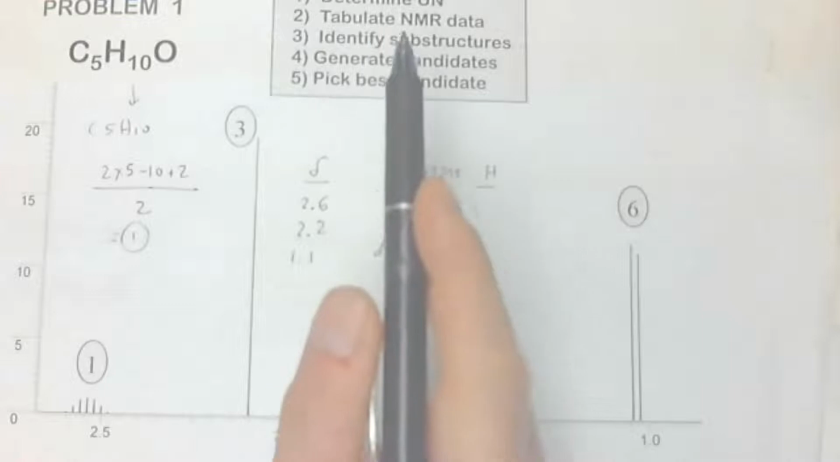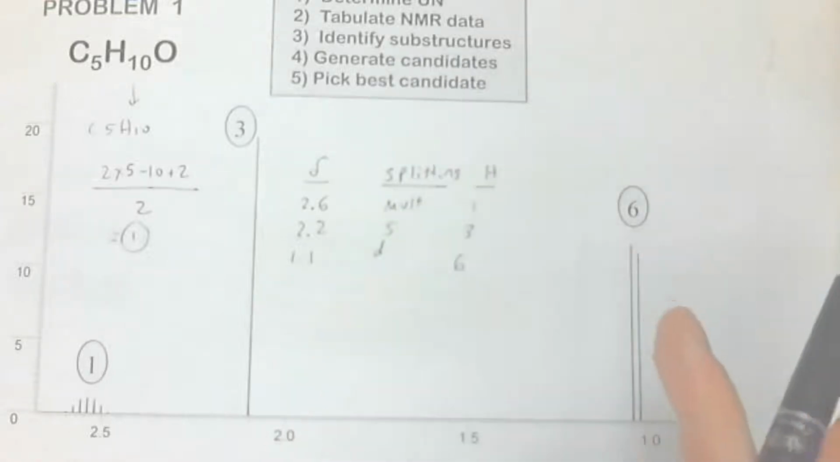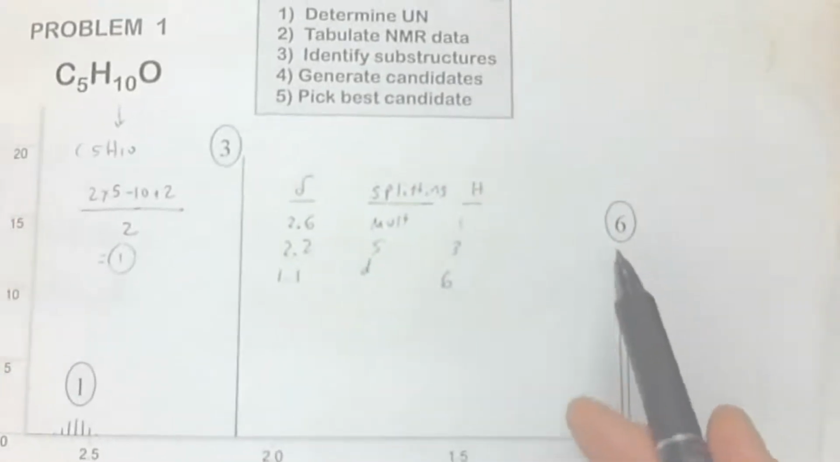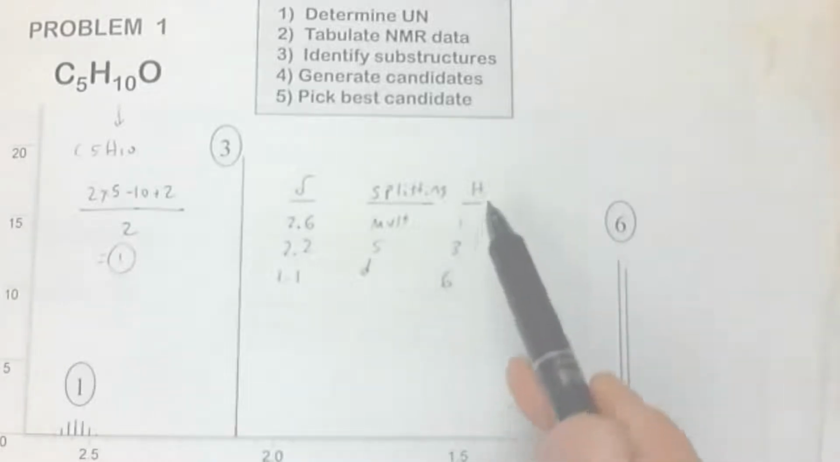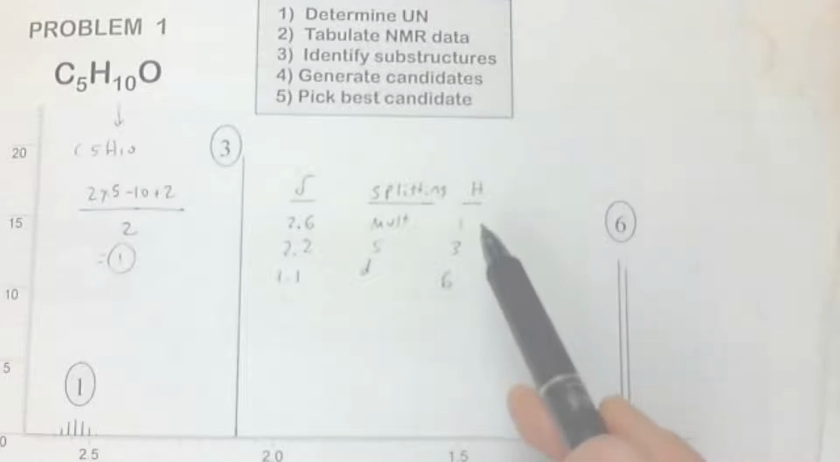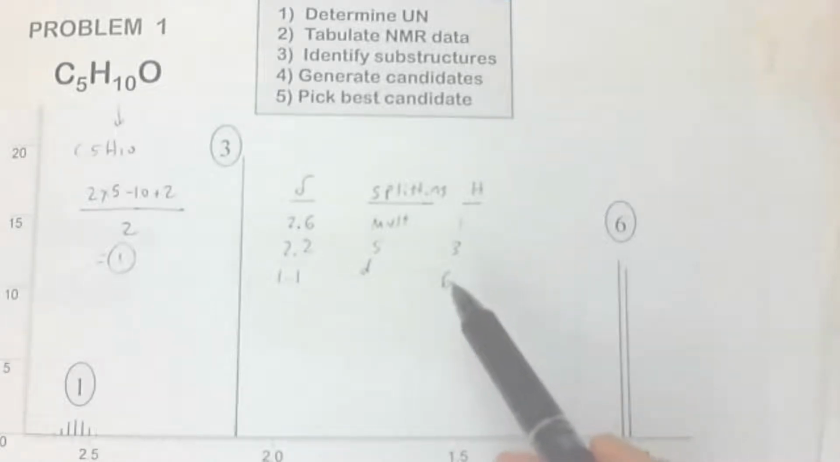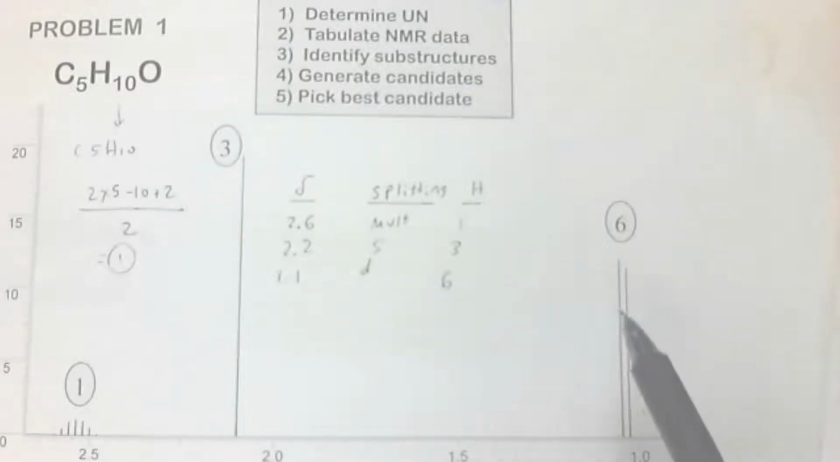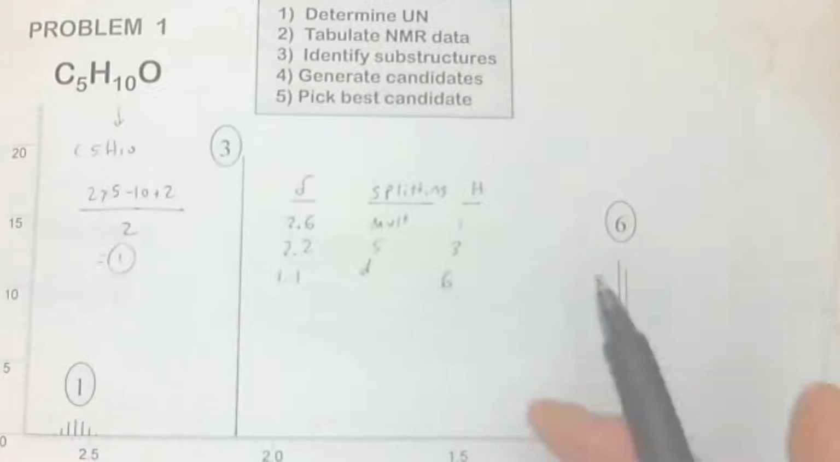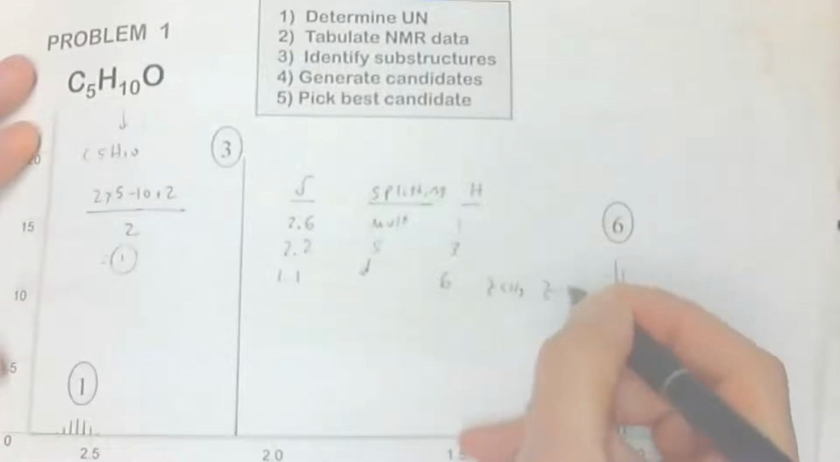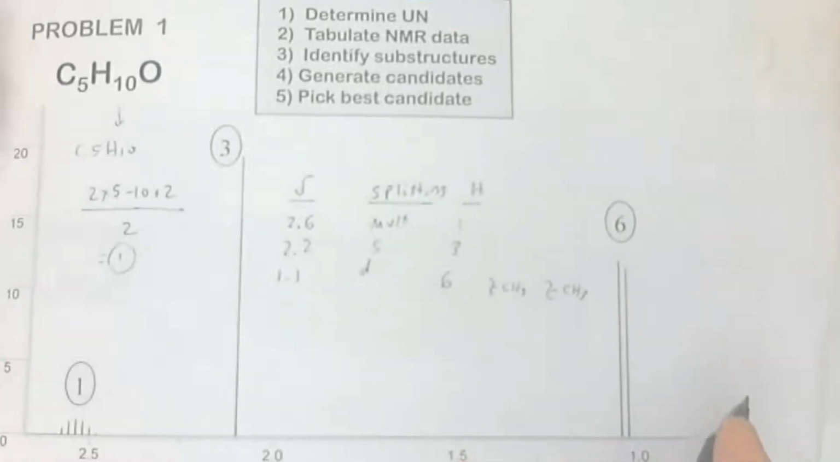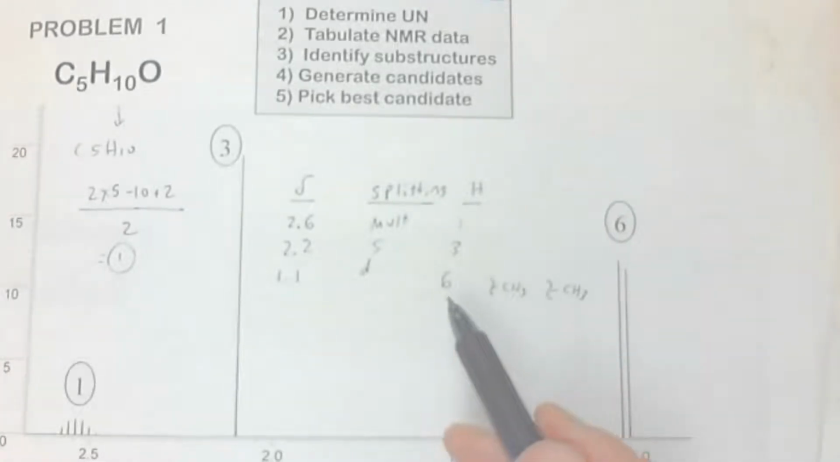Okay, so we tabulated, now we identify the substructures. To do this, generally speaking, I just look at the integration. That usually helps. Like 6, what's 6? It's maybe 2 somethings, right? 2 CH3s, absolutely. So I'm going to draw 2 CH3s. Squiggly line and squiggly line, right? We have 2 CH3s. That is what 6 is, right?